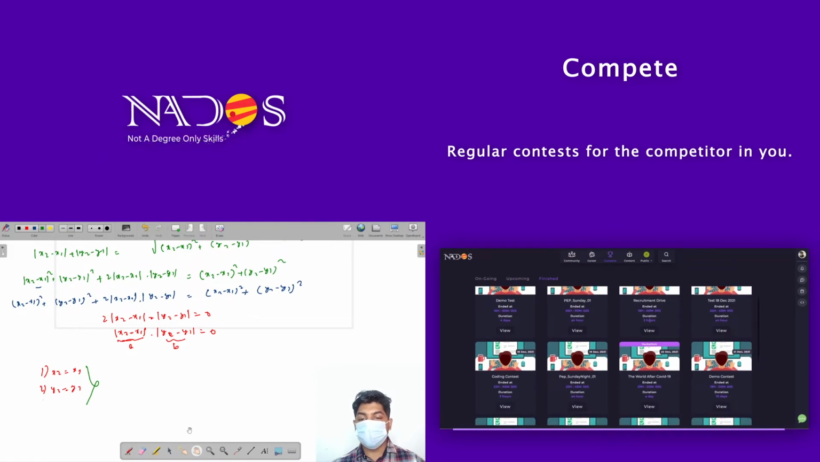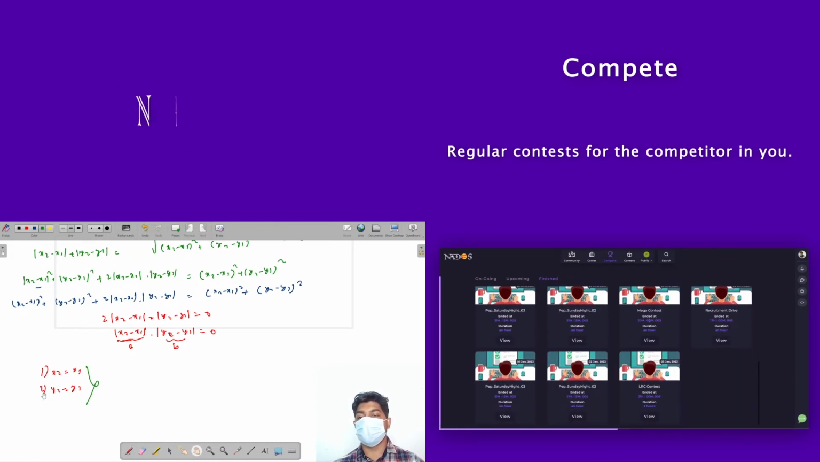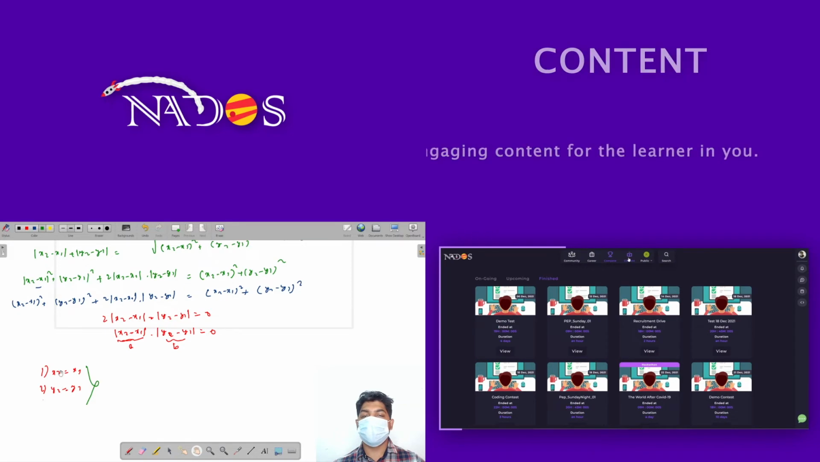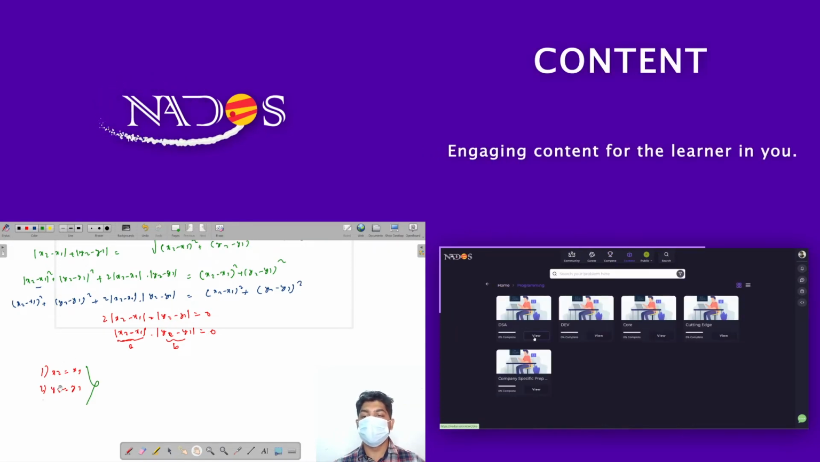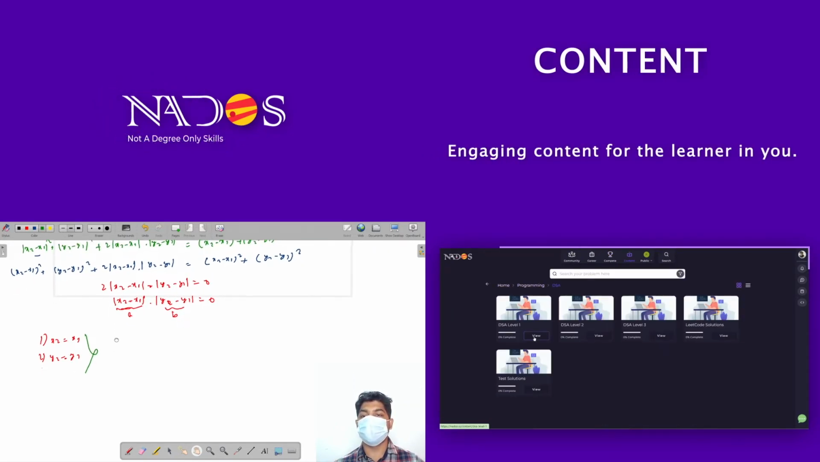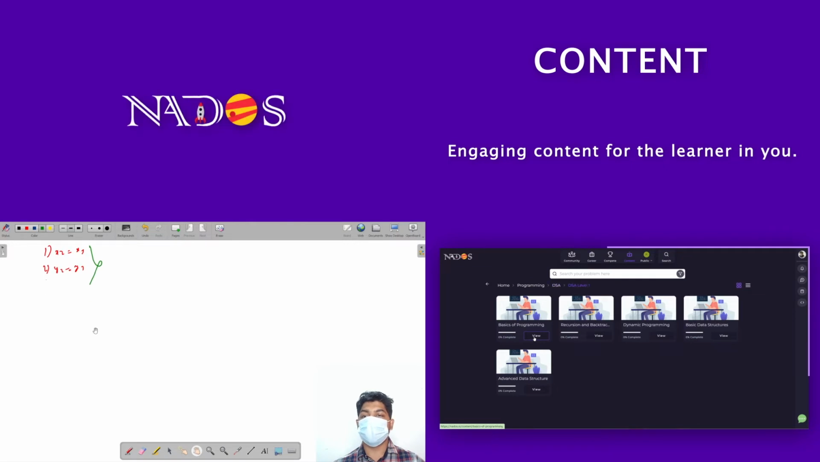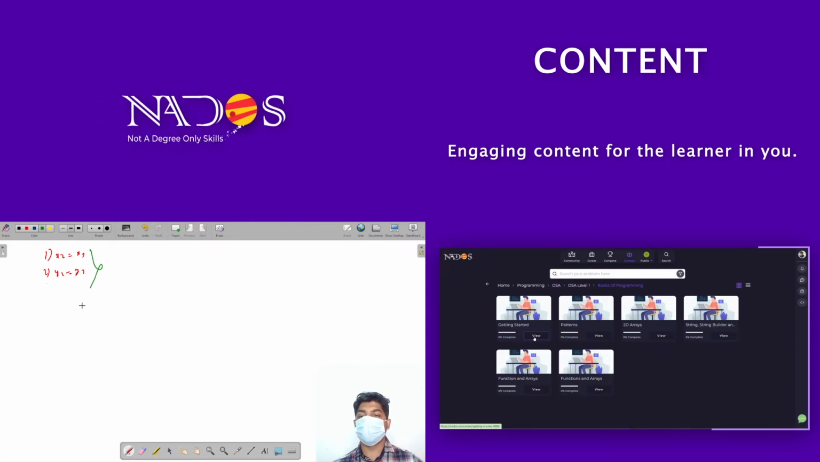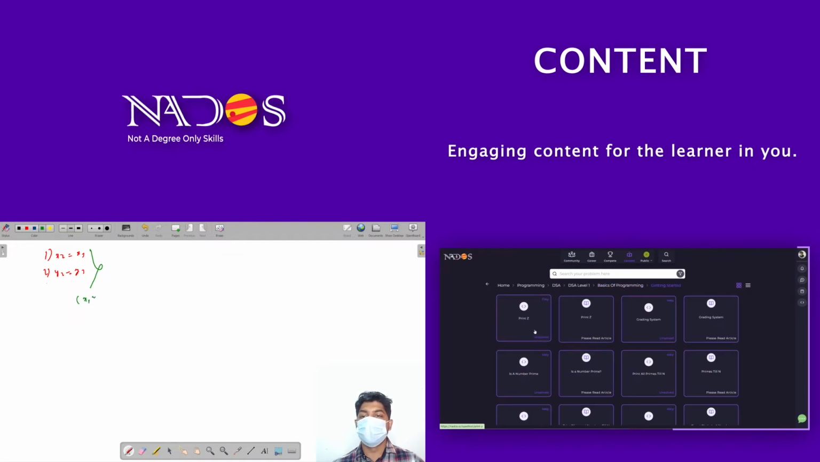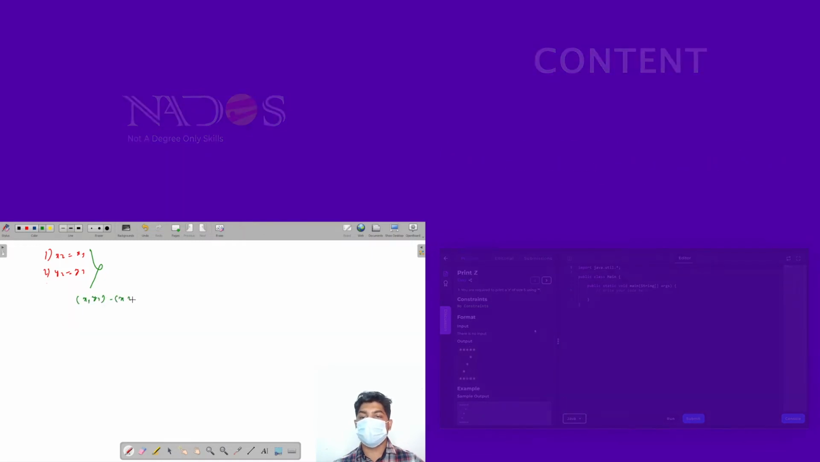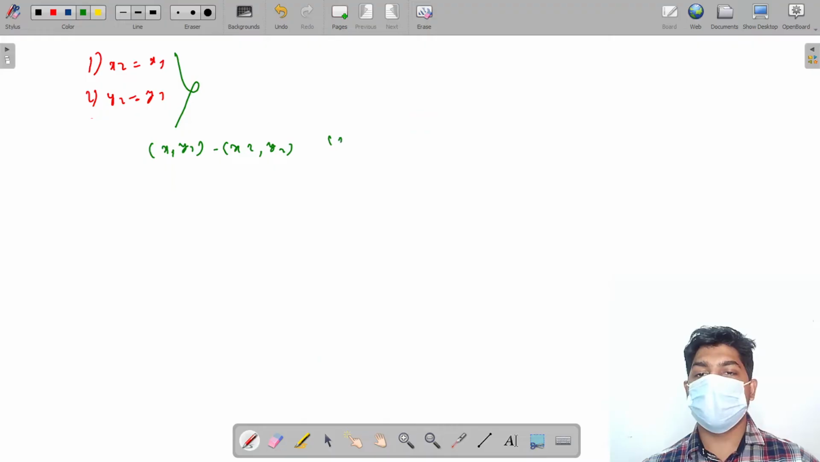So this was the mathematical part, where we got the mathematical idea of what we need to solve this problem. But now let's see how we can code it, how we can convert this into code. We will have some points: x1 y1 is one point, x2 y2 is one point, x3 y3 is one point, and x4 y4 is another point given to us.